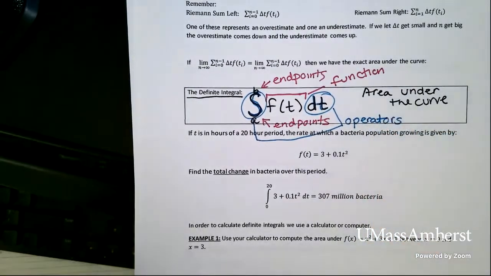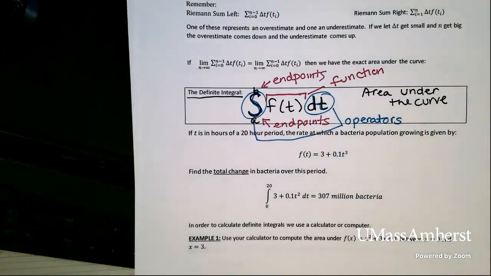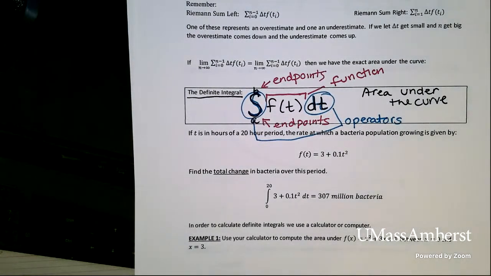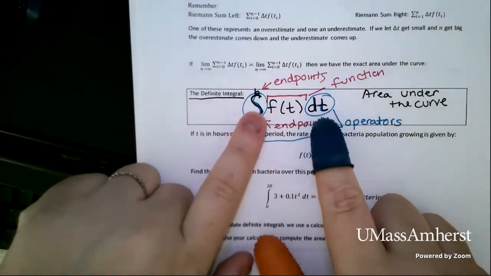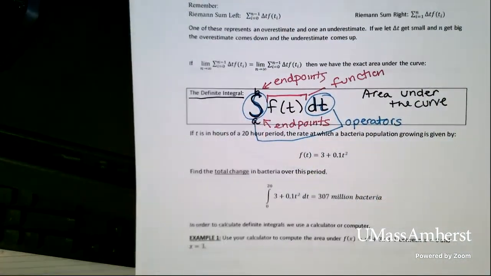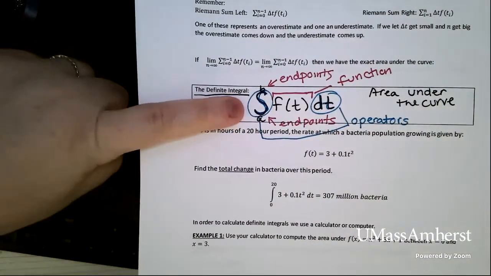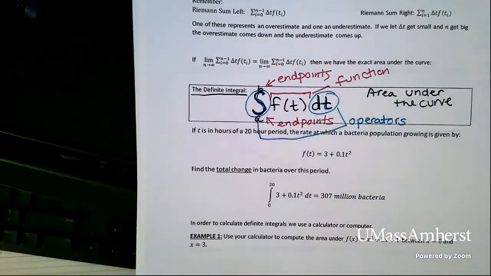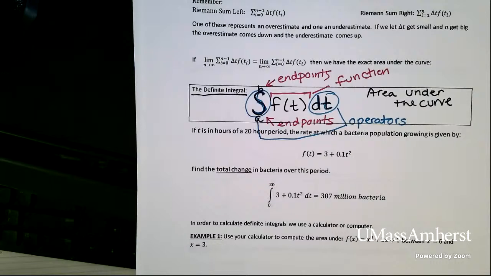Okay, now what does that mean? So addition is an operator. If I said 3 plus 4 equals 7, you don't say where does the plus go, because the plus is something that tells you what to do with the numbers. These are like bookends that tell you something to do. This bookend says find the area under the curve. This bookend says with respect to the variable t.